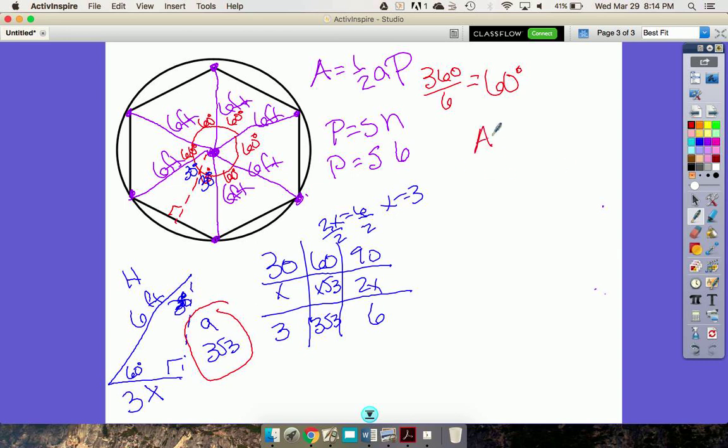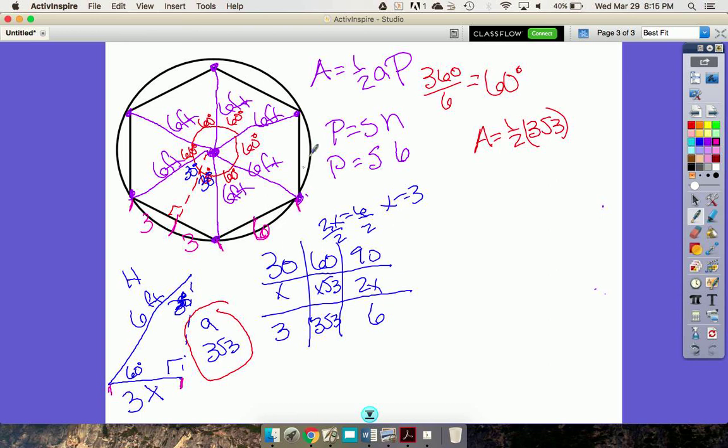So I'm going to write it up here. A equals 1/2. Then I know it's 3 square root of 3. I'm going to leave the other side open for my perimeter. So then I'm going to go, okay, what else do I need? Well, I know that this half right here, from here to here, is 3. And I know that both sides are the same, so this will be 3 as well. So 3 plus 3, my side length in this case is going to be 6. So from here to here is 6.